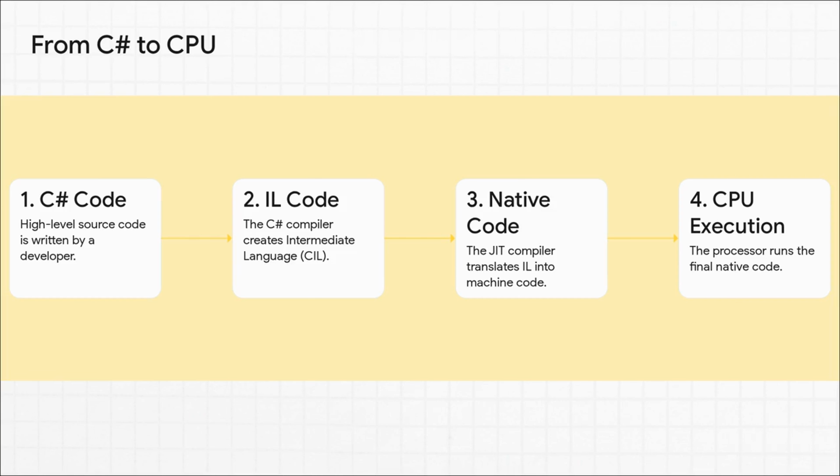Well, that bridge is built through a 4-step process. We start with our C# code, obviously. That then gets compiled into something called intermediate language, or IL. From there, it gets translated into that CPU-specific native code, and only then, finally, can the processor execute it. Let's start with that first big translation.